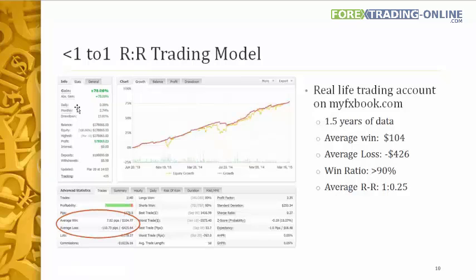Now, here's another trader that is very profitable as well, with over a year and a half worth of data, with an average win of $104 and an average loss of $426. Now, seeing that his average risk to reward is actually less than 1 to 1, it's actually more like 1 to 0.25.